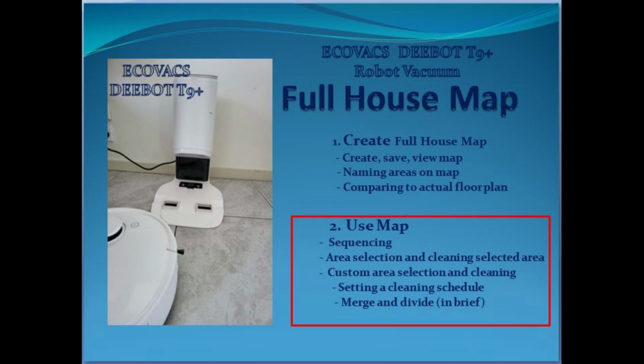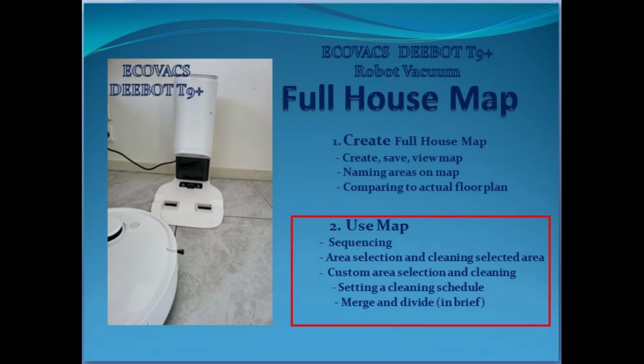This can be done using the area icon in the ECOVACS Home App. Using this icon, we can select one or more areas as seen on the map. So you can select your entire kitchen and or your entire lounge or your entire passage or an entire room, and just ask the DEEBOT to go and clean these selected areas.